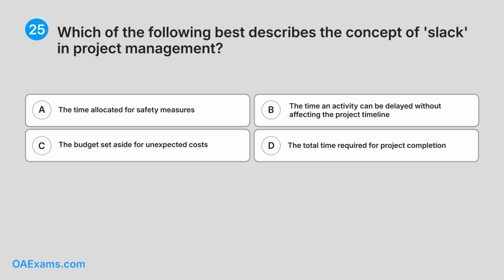25. Which of the following best describes the concept of slack in project management? A. The time allocated for safety measures. B. The time an activity can be delayed without affecting the project timeline. C. The budget set aside for unexpected costs. D. The total time required for project completion. Can you guess the answer?